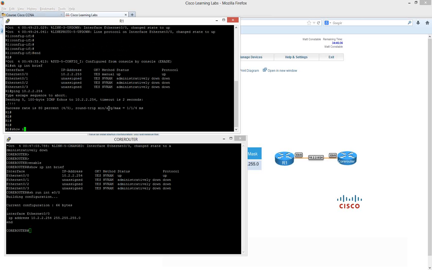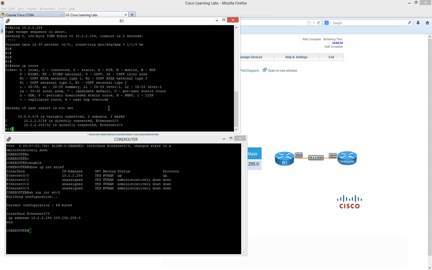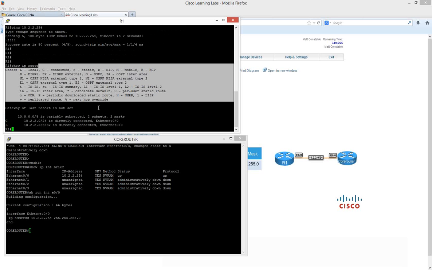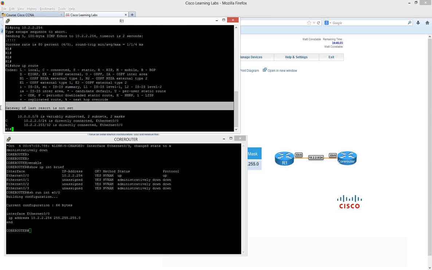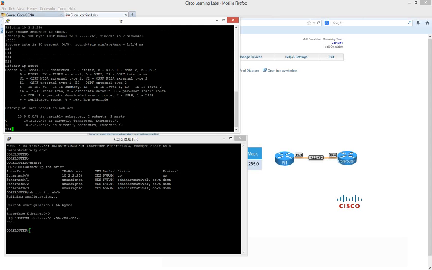Now if I have a look at the route table, there's a number of important things here. There's obviously information, so you read through that, look at your codes. Gateway of last resort is not set. It means we don't have a default gateway at this stage. We can't route anywhere. It's saying that we have 10.0.0.0/8 is variably subnetted, with two subnets and two masks.